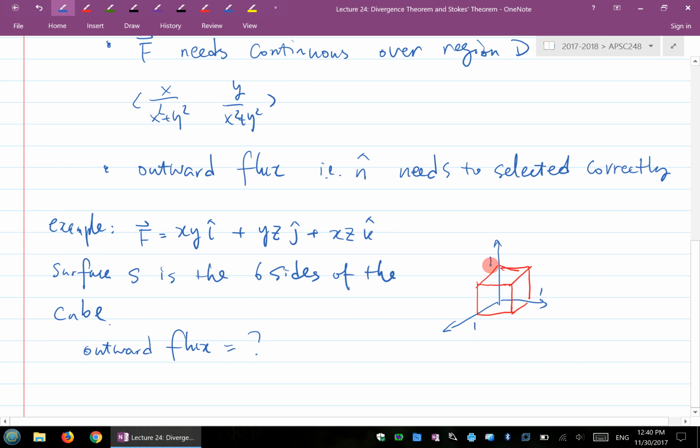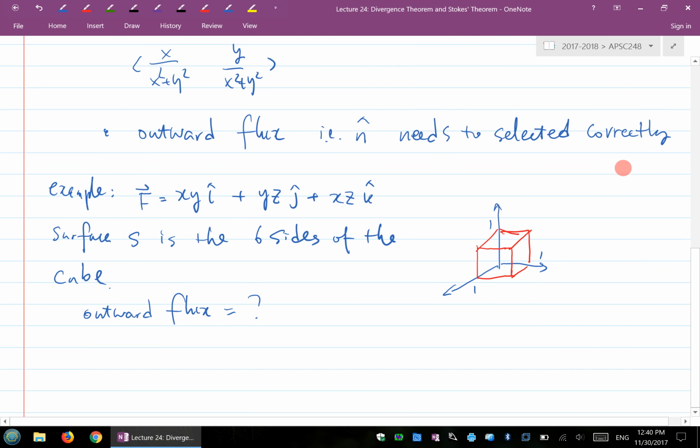Okay, so for this one here, if you never learned divergence theorem, and you just go ahead and carry out the surface integral, this is an enclosed surface, so I'll use this circle right here to indicate. For this particular case, you have an enclosed surface.